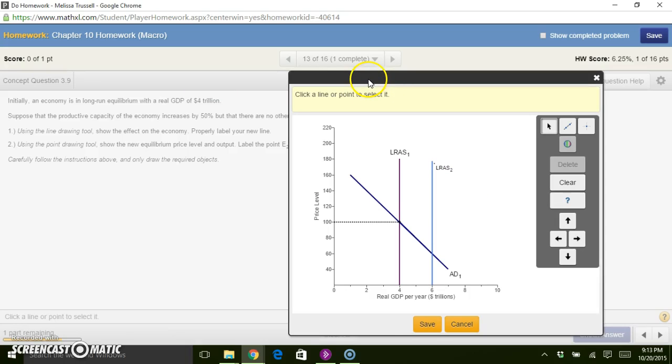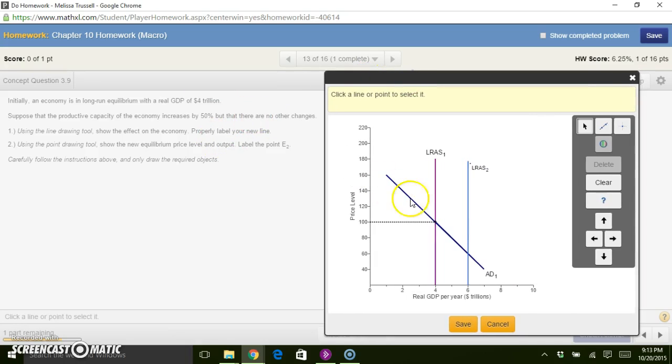And it tells us there are no other changes. So the demand doesn't change, nothing else changes. So the second part of the question wants us to use the point drawing tool to show the new equilibrium price level and output and label that as E2. Now, just like we've always done, we find the equilibrium in an economy by looking at where the supply and demand curves intersect. So here, even though our supply curve is now vertical, it looks a little different than it has in the past, we still have a supply curve and a demand curve. So where those two intersect is our new equilibrium.